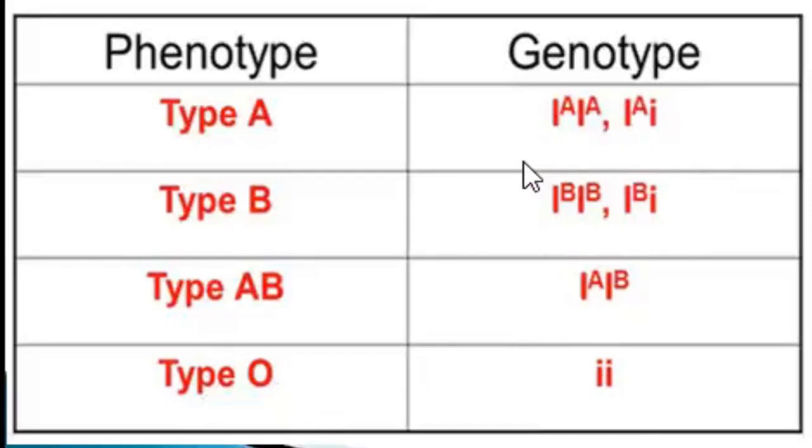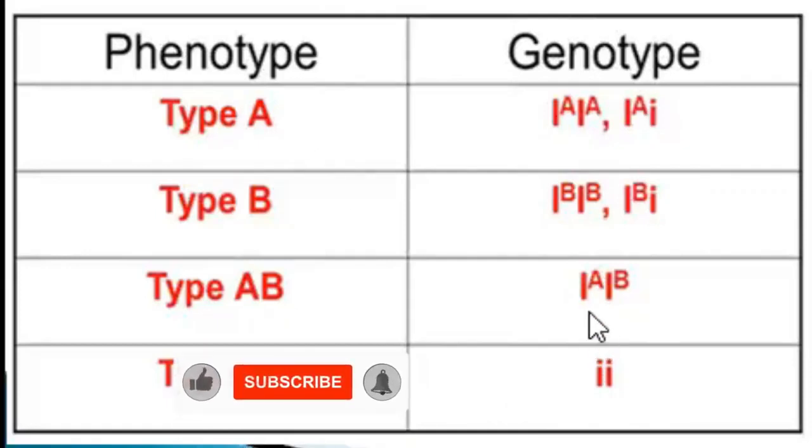Now, you need to know this. You need to understand this before you go for your exam. When they say blood group A, they can ask you a question. How many phenotypes do blood groups have? You have 1, 2, 3, 4. There are 4 phenotypes.